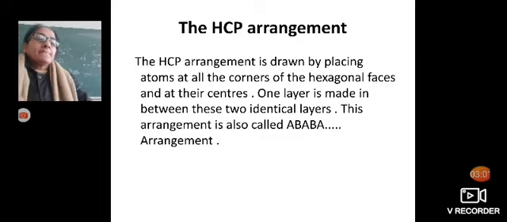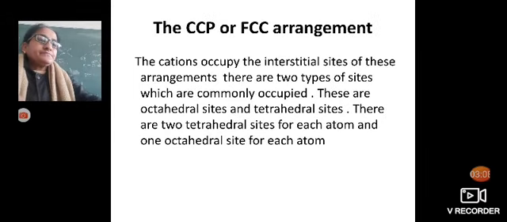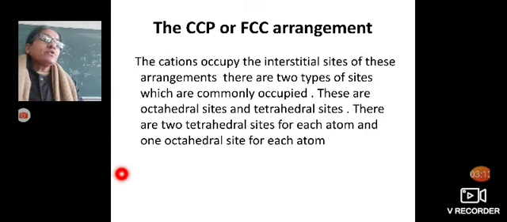Next is the hexagonal close packing arrangement, and the cubic close packing arrangement or face-centered cubic arrangement. In this arrangement, the cations occupy the interstitial sites, and there are two types of sites: octahedral sites and tetrahedral sites. There are 2 tetrahedral sites for each atom and 1 octahedral site for each atom.